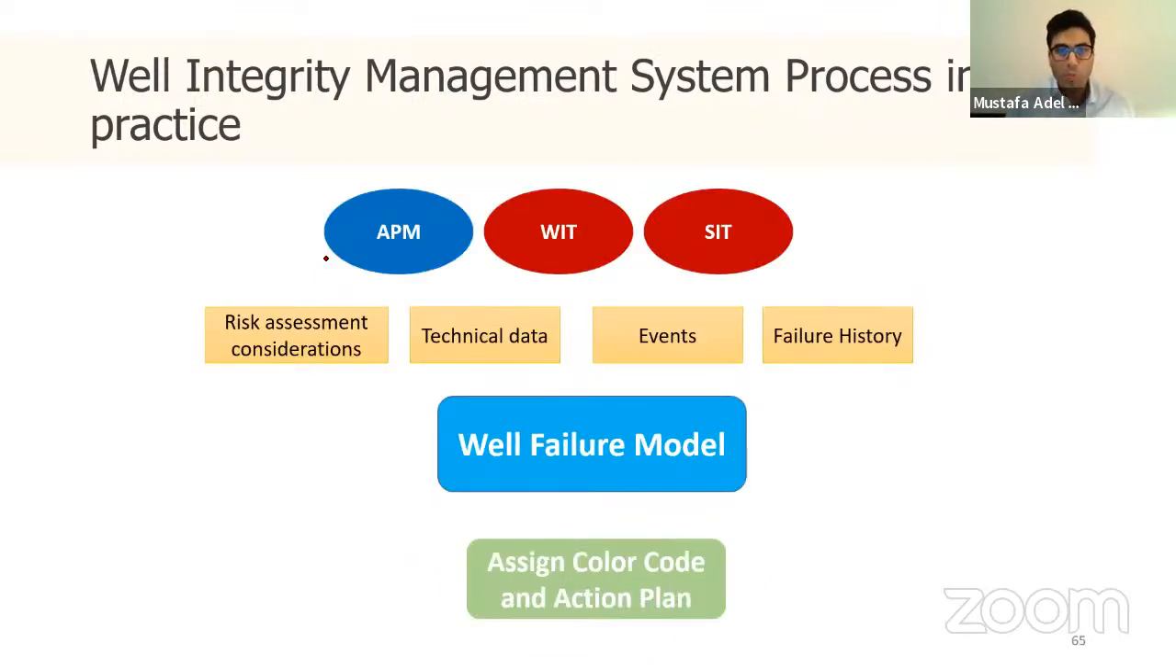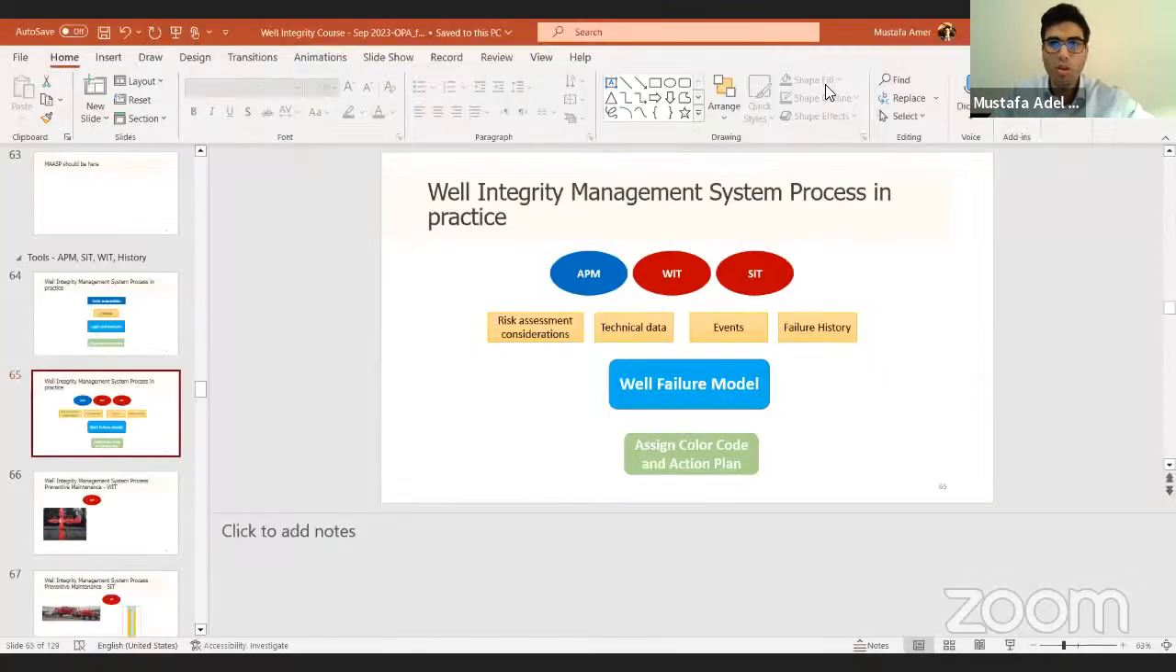You do annulus pressure monitoring, wellhead integrity test, subsurface integrity test, and then you put that into the context of risk assessment considerations: the technical data of the well, the events that happened on the well, the failure history. You gather all of this, and you go to your governing well failure models that define the risk for single and multiple failures, and then you come up with an assigned color code and action plan. I think we approach the end, and we can go for questions.